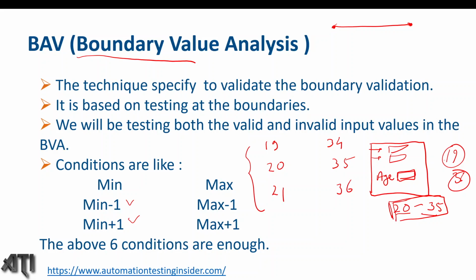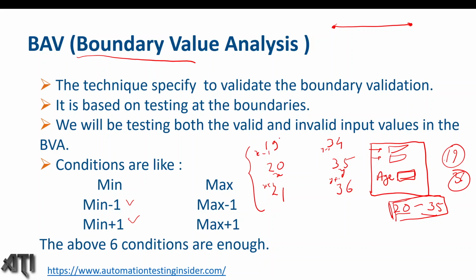So we derive the test cases based on boundary value, like based on these minimum and maximum values. These are the conditions: minimum, minimum plus 1, minimum minus 1, maximum, maximum minus 1, maximum plus 1. And you can consider this is x, this is y. So this is x minus 1, this is x plus 1, and this is y plus 1, and this is y minus 1.